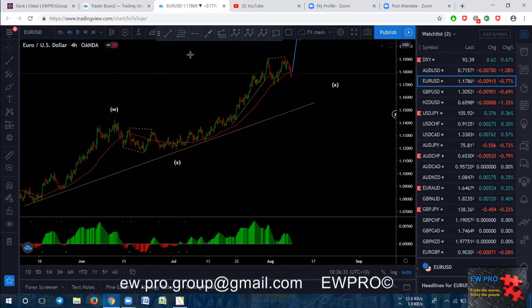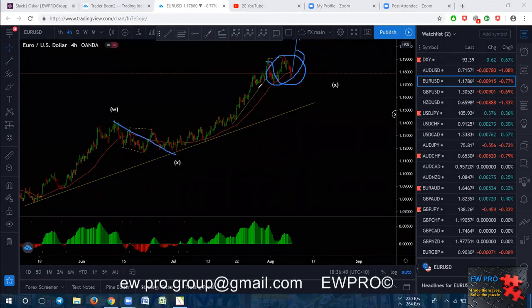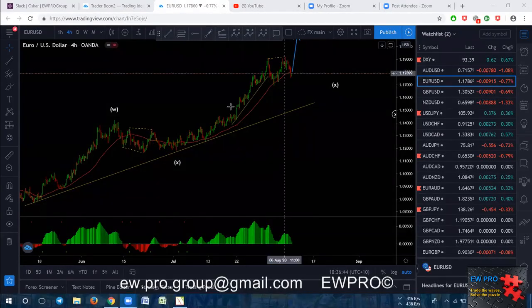So basically, I'm looking for a correction like this here, a larger correction. This one is too small. This is internal. Okay. So yeah.